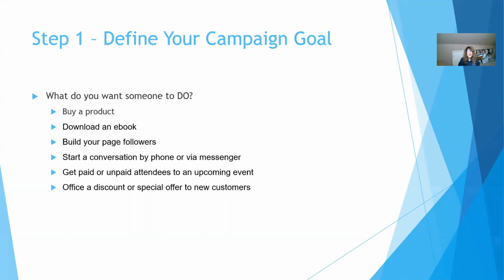So the first step is define your campaign goal. What do you want somebody to actually do? Before you start anything, you have to decide, what are you trying to accomplish? What are your objectives? Do you want somebody to buy a product? Do you want to download an ebook? Do you want to build your followers?